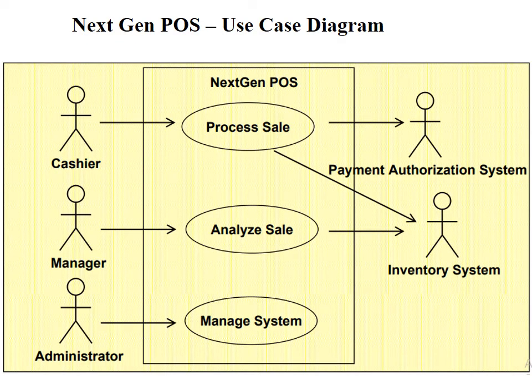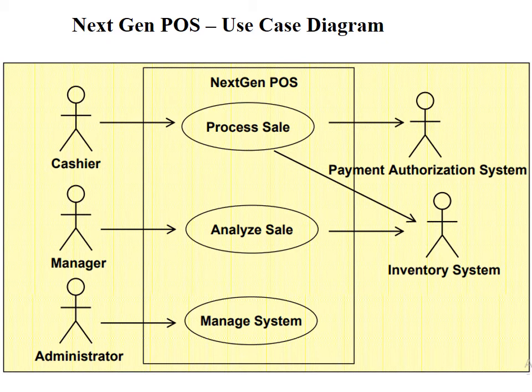Here comes the next gen POS use case diagram. On the left hand side you have the cashier, manager, and administrator. These are the primary actors, whereas on the right hand side we have the secondary actors. The primary actors and secondary actors are related with the help of use cases. The stickman symbol represents an actor. Here we have 3 different primary actors, 2 different secondary actors, and 3 use case capabilities. These capabilities relate the primary actors and secondary actors.